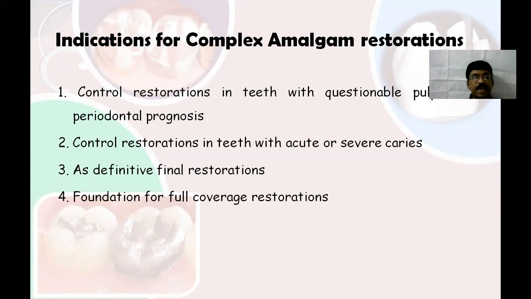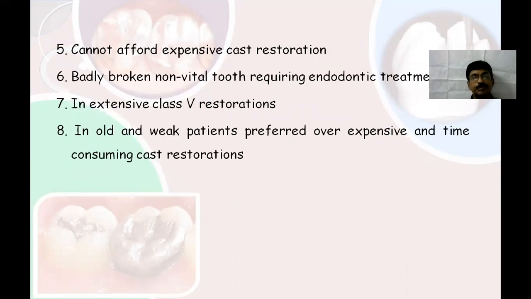And the third indication is as definitive final restorations, and finally they can also be used as foundations for full coverage restorations. That is, if you're going for a full crown, we need a foundation for that full crown, and we can use a complex amalgam restoration. So the indications are, one, control restorations in teeth with questionable pulpal or periodontal prognosis. Second, control restorations in teeth with acute or severe caries. Third, they can be used as definitive final restorations. And fourth, they can be used as foundations for full coverage restorations.